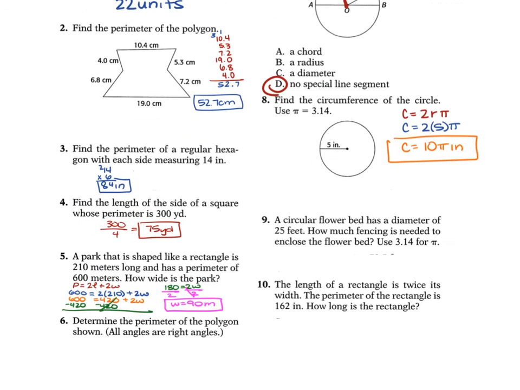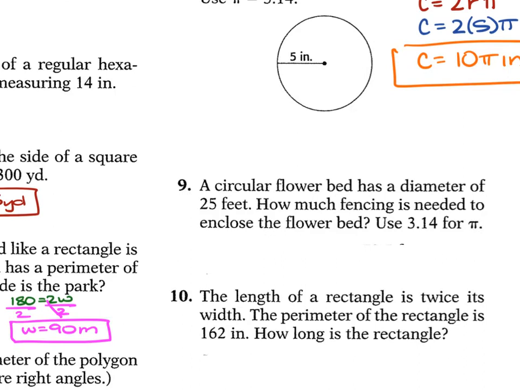For 9, it says a circular flower bed has a diameter of 25 feet. How much fencing is needed to enclose the flower bed? So we are finding the circumference for this. So our diameter is 25 feet, so circumference is equal to your diameter times pi. So that's 25 pi feet.